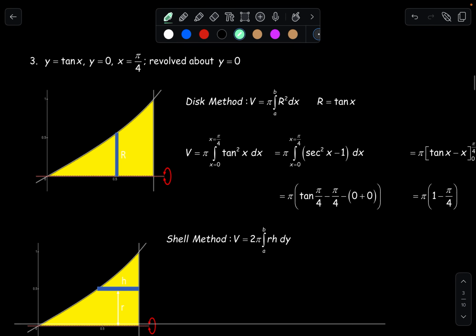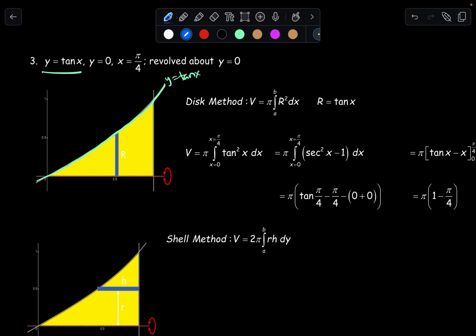We're changing the bounded region, even though it looks very similar. So y equals tan x, y equals 0, x equals pi over 4, revolved about y equals 0. So tan x is going to be this upper bound. So that's y equals tan x. Y equals 0 is going to be the lower bound, and that's also the axis of revolution. And then x equals pi over 4 is going to be this right bound over here.